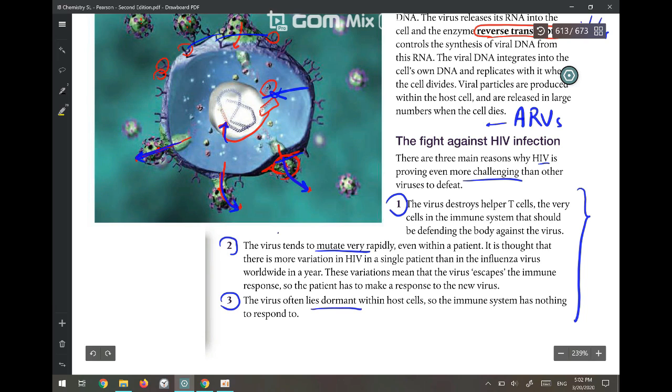The third reason is that sometimes the virus lies dormant. It means it's inactive, especially when its concentration is low. So it's inside your T cells, it's damaging the cells, but because it's dormant, your immune system doesn't respond to it. So when it doesn't respond, it can multiply and suddenly its population increases, which makes the patients HIV positive.